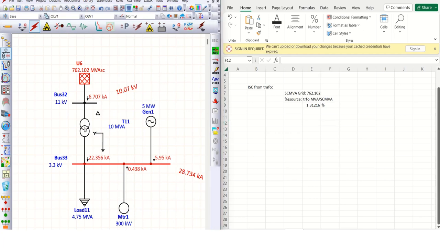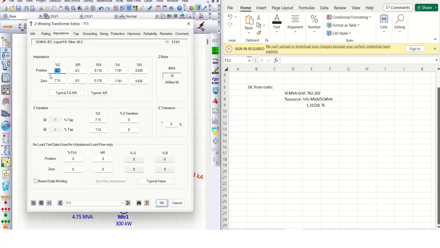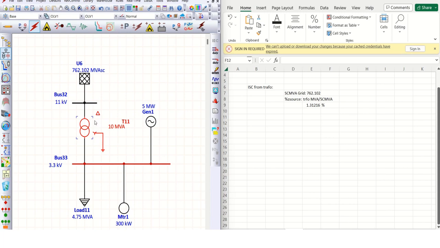Then coming to transformer, the transformer impedance I have chosen 7.15, which is a typical value. You can also choose a typical value, but I have chosen 7.15 here. Press OK. So because of that, your percentage trafo impedance is 7.15, as per the data sheet.